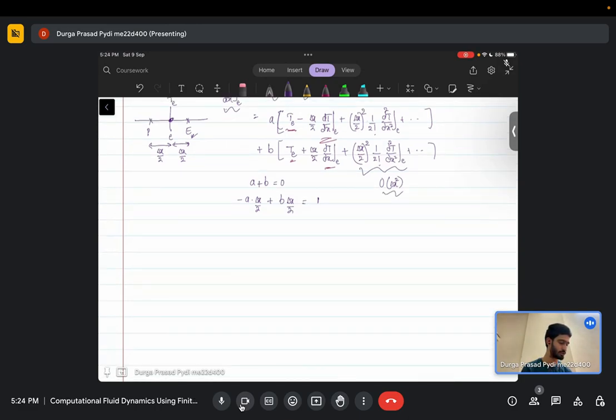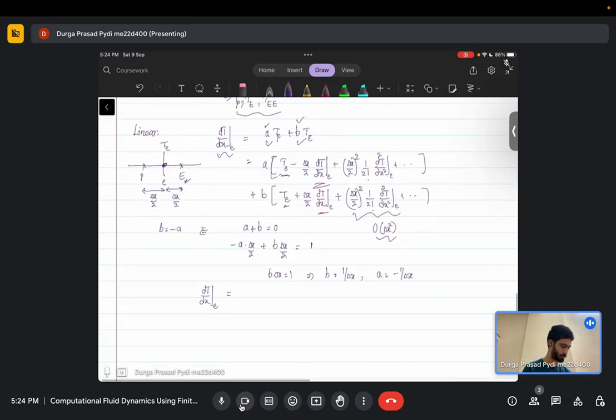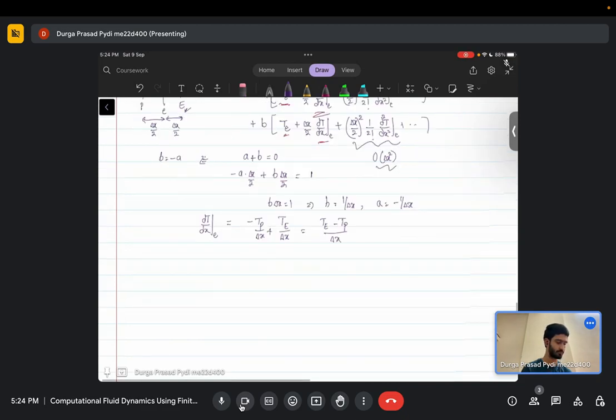If we solve these equations, from this we have B equal to minus A, and then B times delta x equal to 1, which gives us B equals 1 over delta x and A equals minus 1 over delta x. So this leaves us with dT/dx on the east face equal to, from our original case, A times T_P plus B times T_E. So this is our original approximation in the case of a linear profile. Now this is straightforward.